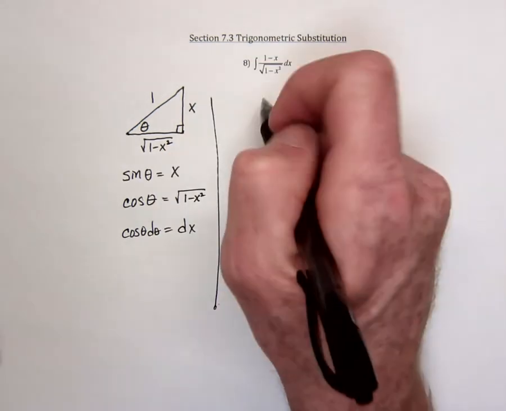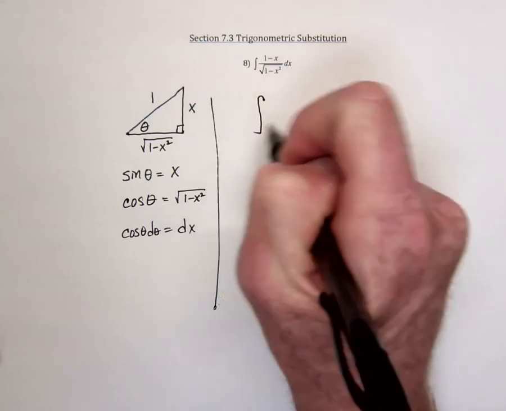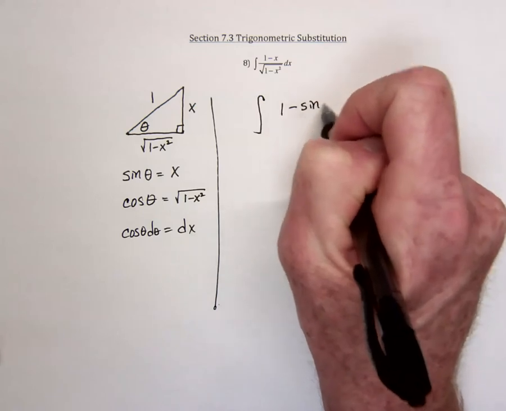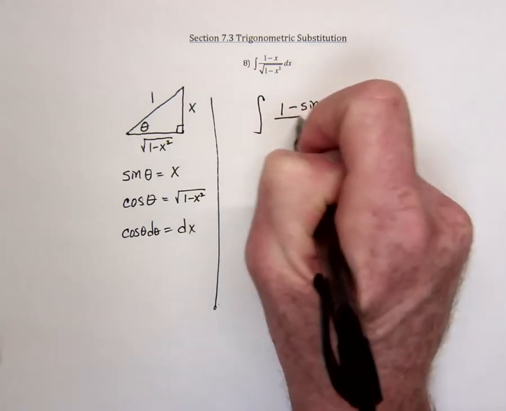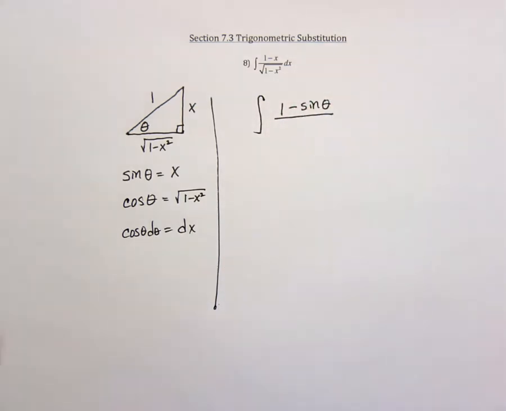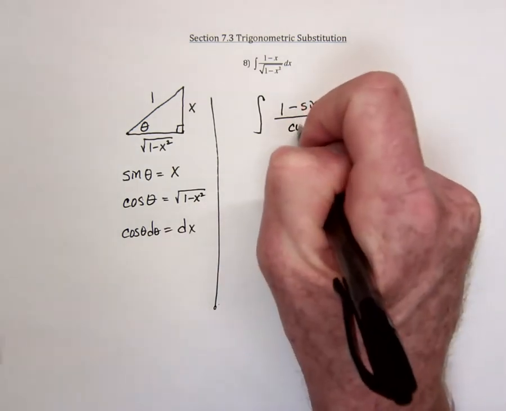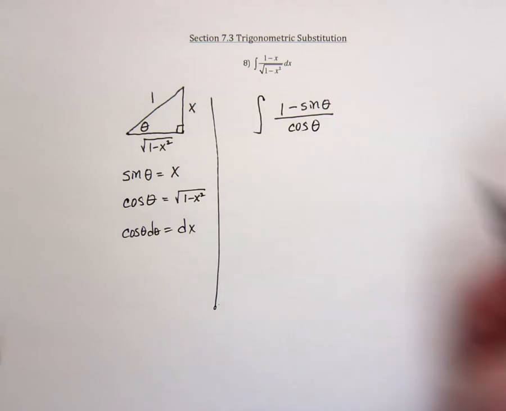Now start the substitution part. So in the integral, 1 minus x gets replaced with sine of theta. The radical gets replaced with cosine of theta. That right there would be a fun integral.